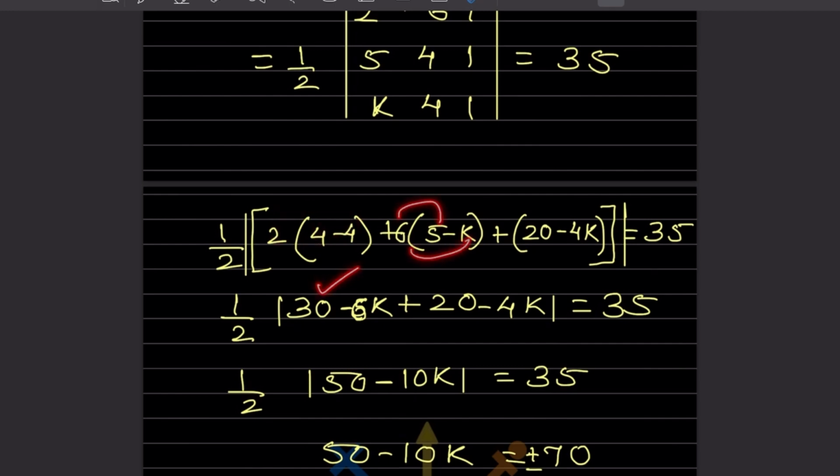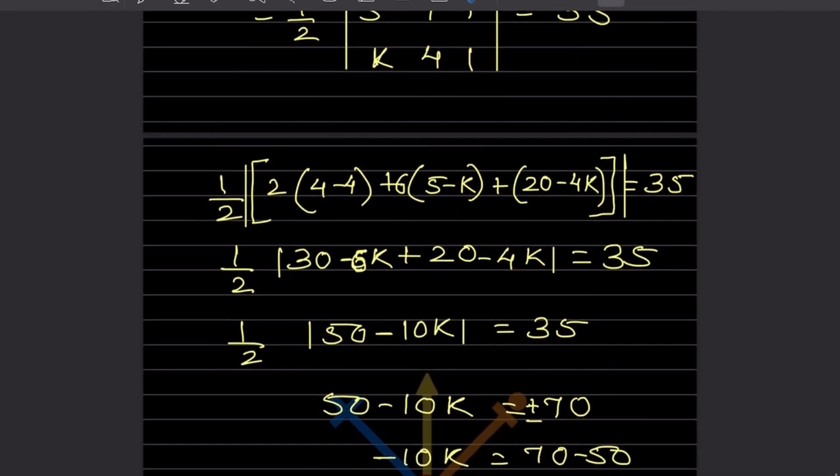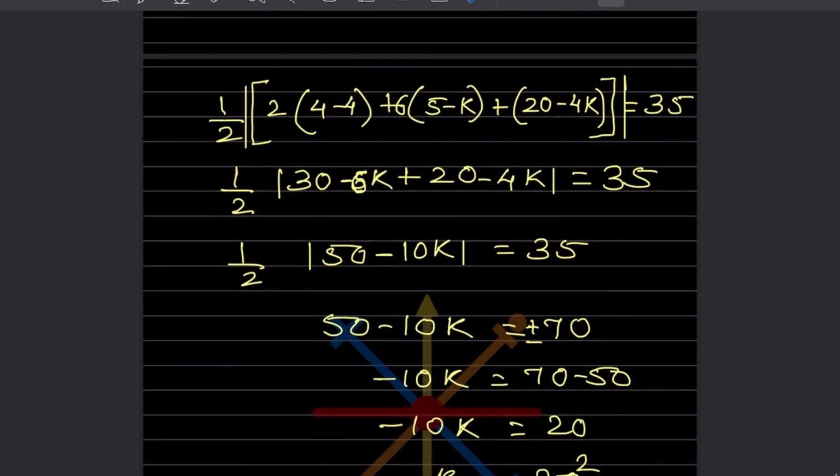30 minus 6k, 20 minus 4k. So this is going to be this 50 minus 10k. So if we take this on this side, we can consider this as plus or minus 70. Because we have removed this one, 50 minus 10k is plus or minus 70.